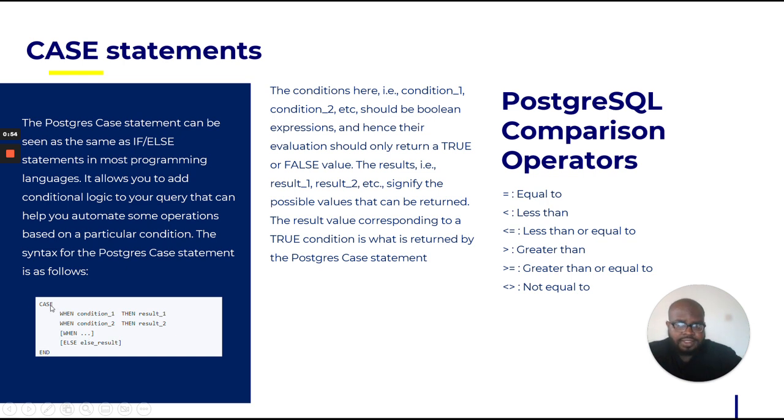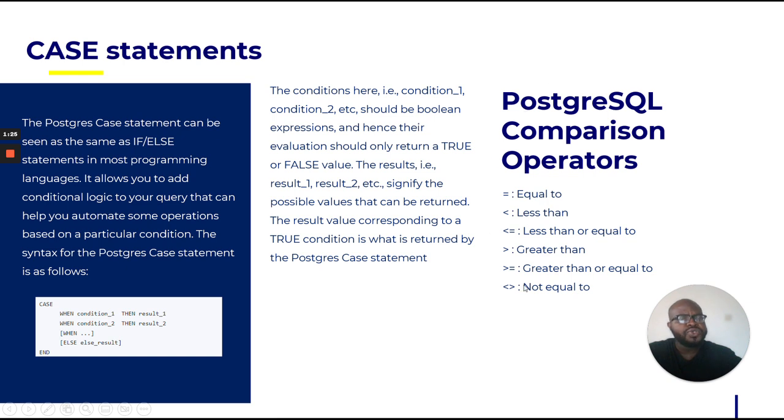It starts with case and ends with end, right? So to begin your case statement, you write case, and to end it, you write end. And then what it does is this: it checks for some conditions, and when those conditions are met, it outputs a certain result. So when condition 1 is met, output result 1. When condition 2 is met, output result 2. We can take more than 2 conditions, of course, right?